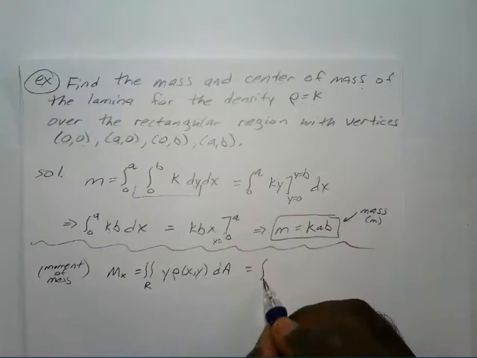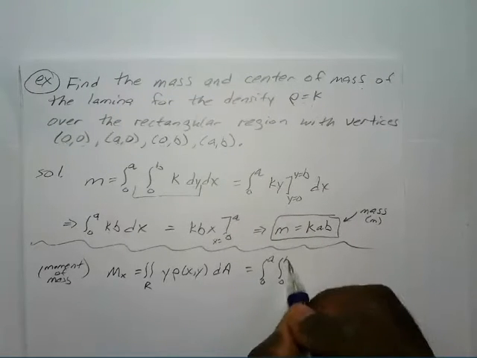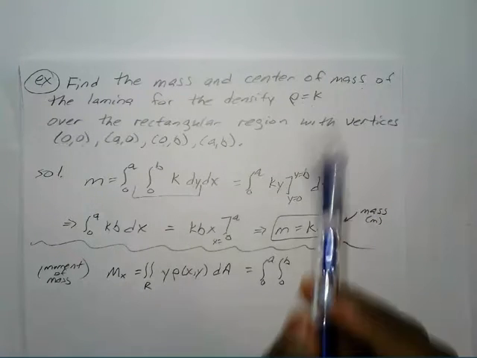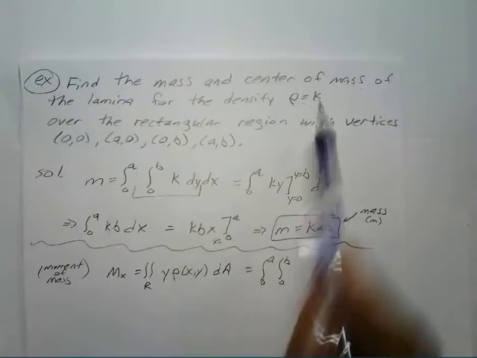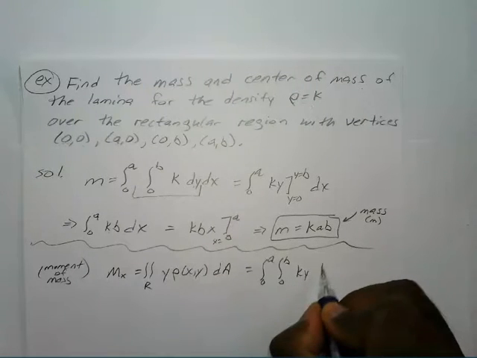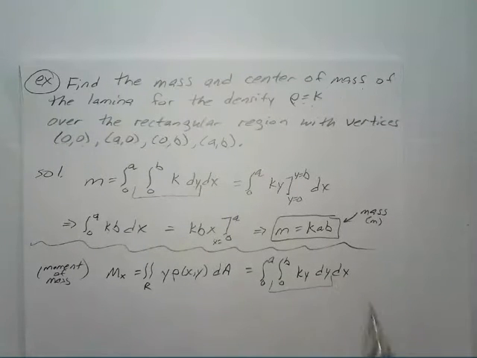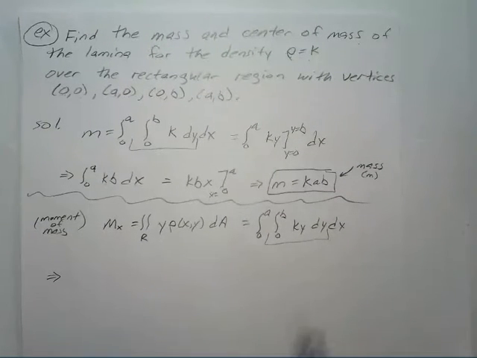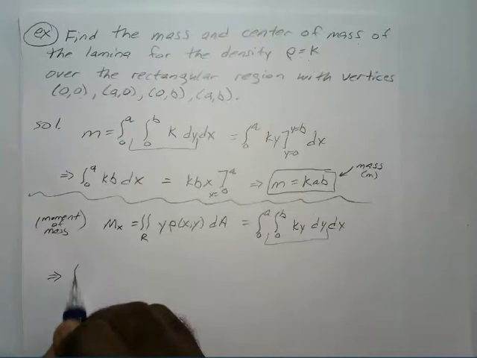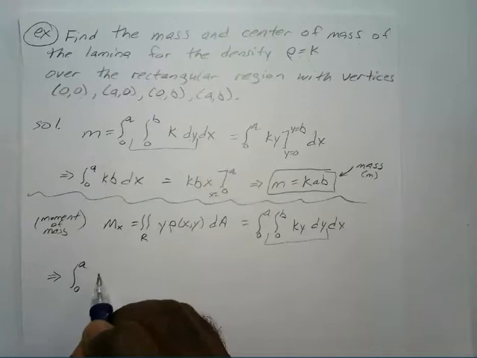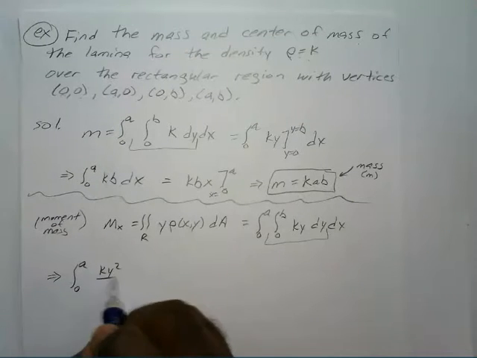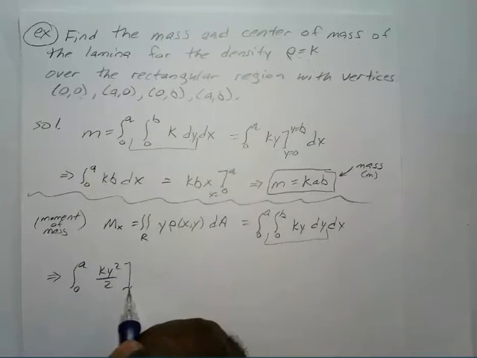Okay, so we already know that's from 0 to a, 0 to b. So now that's y times our rho, so that would just be our rho times y, and dy dx. Okay, so just like before, we start from the middle and work our way out, which will bring us to k times y squared over 2. So the integral from 0 to a, ky squared over 2 from 0 to b. Remember, that's y equals 0 to y equals b.